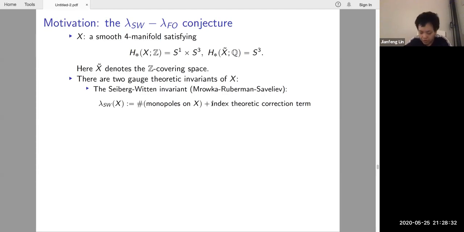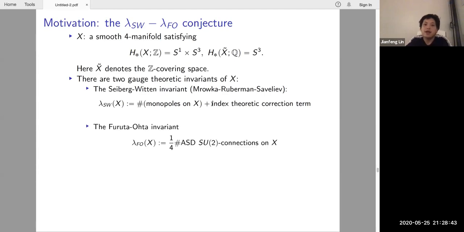And it turns out that if you add them together, these dependences cancel each other, and you actually get a smooth invariant. So that's the Seiberg-Witten invariant. And the second invariant is called the Frøyshov invariant. It's basically a quarter of the count of anti-self-dual SU(2) connections on X. So you can think of it as a quarter of the Donaldson invariant in degree 0.